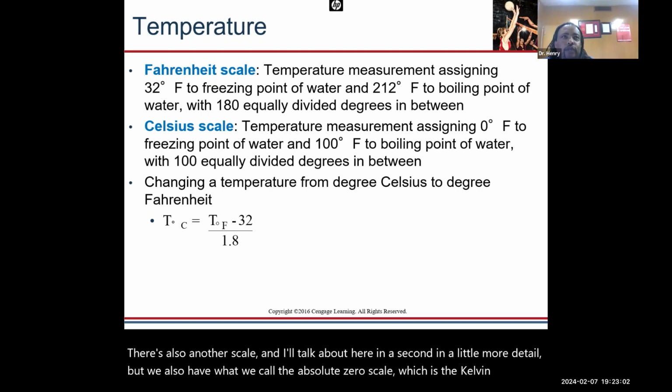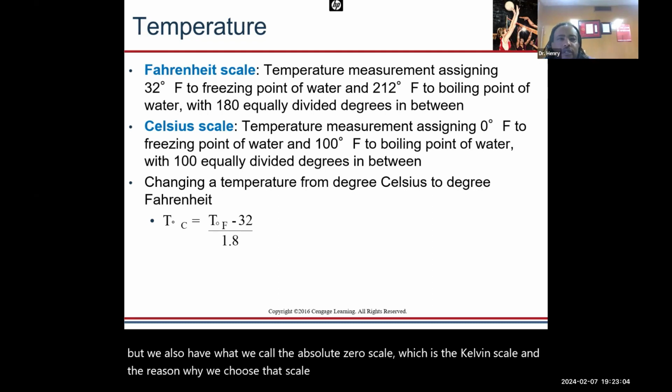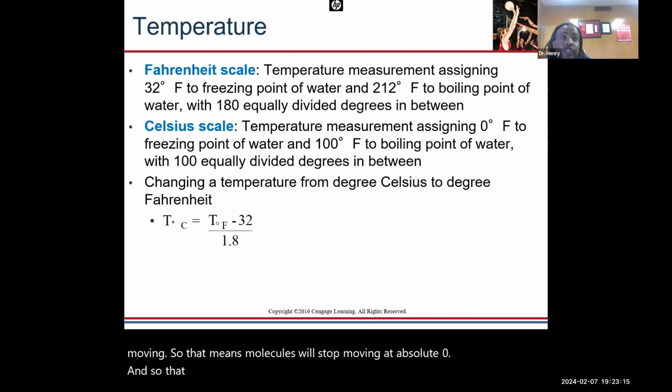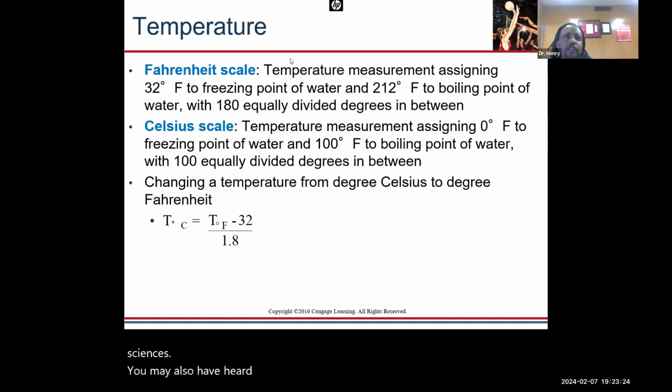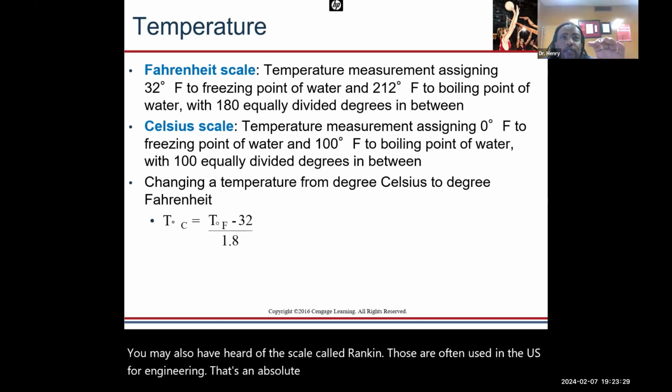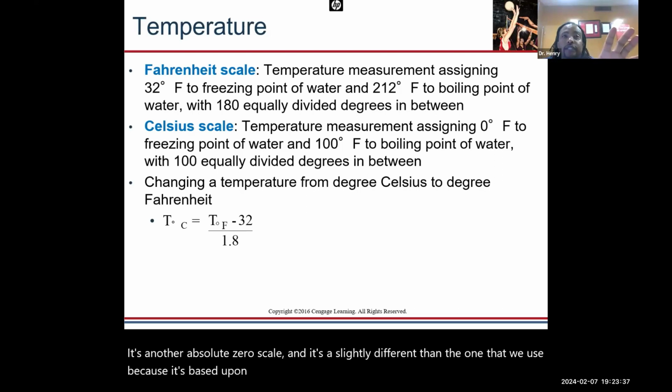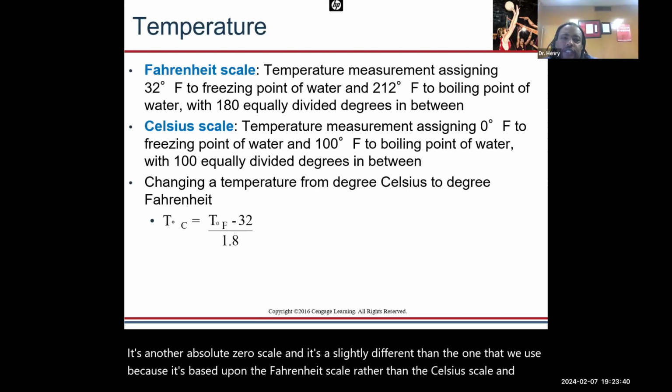The reason why we choose that scale is because at absolute zero, everything stops moving. That means molecules will stop moving at absolute zero. And so that is the scale that we typically use in chemistry and in some of the other sciences. You may also have heard of the scale called Rankine. That is often used in the US for engineering. It's another absolute zero scale, slightly different than the one that we use because it's based upon the Fahrenheit scale rather than the Celsius scale. And again, we'll talk about that in detail.